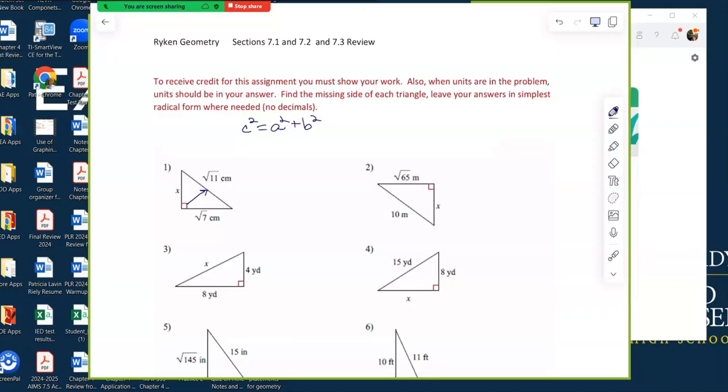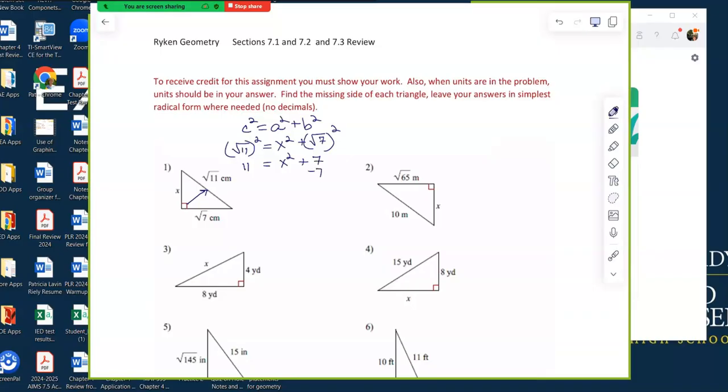So plug in. Okay, you do not have 11, you have radical 11. So plug in radical 11. That's going to equal x squared, plus radical 7 squared. Okay, so now let's actually square these terms. If you square radical 11, you get 11. Okay, so 11 equals x squared. If you square radical 7, you get 7.